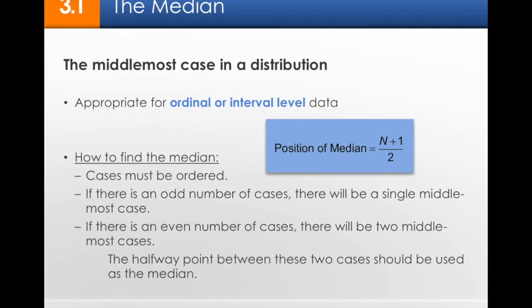So in order to find the median, first we have to make sure our cases are ordered. So remember, with ordinal and interval level data, we could put it in an order. If there's an odd number of cases, there's one single middle point, okay? If there's an even number of cases, there's two, and what we do is we take the halfway point between those two numbers.